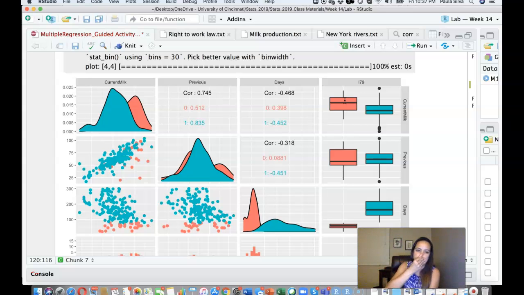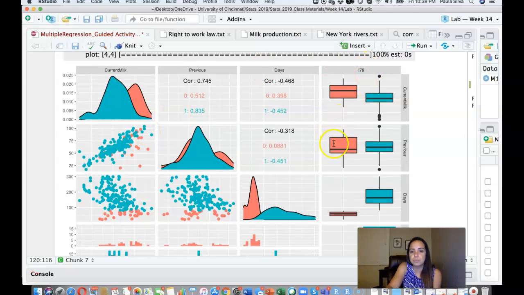And if we look at the relationship between current and previous milk, the relationship seems to be preserved for both level 0 and level 1. However, it's interesting to see that current milk production tends to be higher. See, current milk is in this axis and previous is here. And we can see how you have higher values for I-79 equals 0, cows that just began lactating, versus cows that are lactating for a long time.